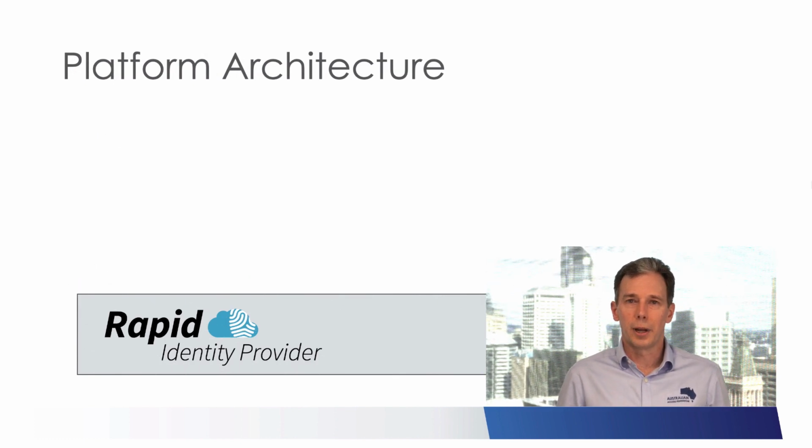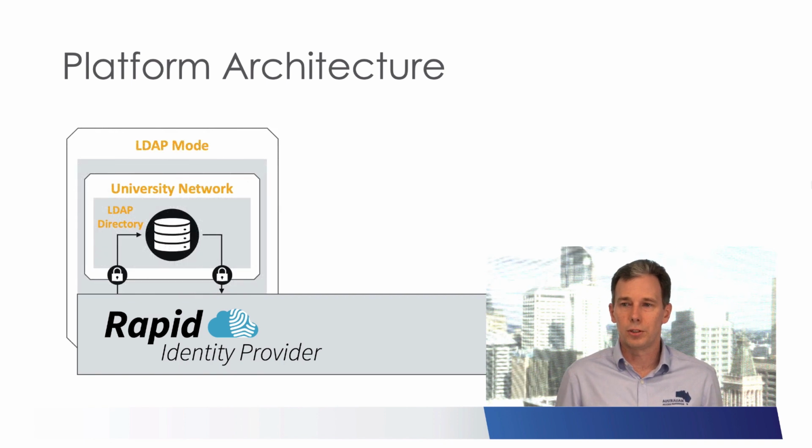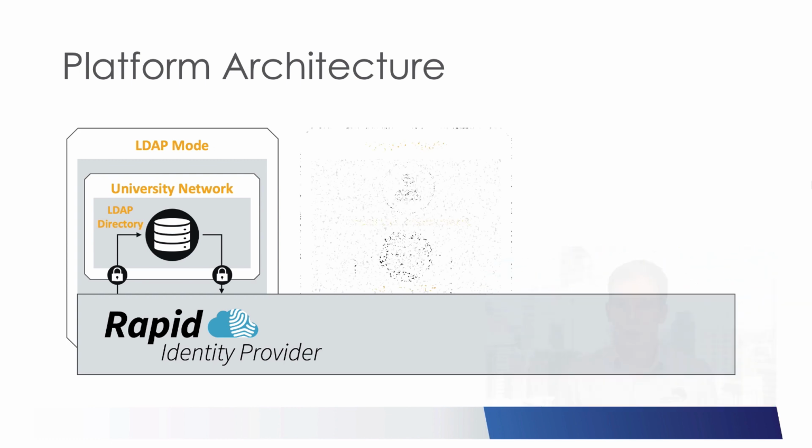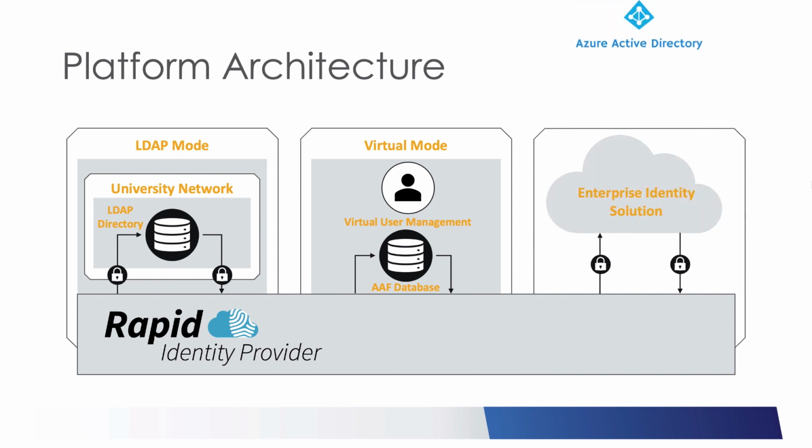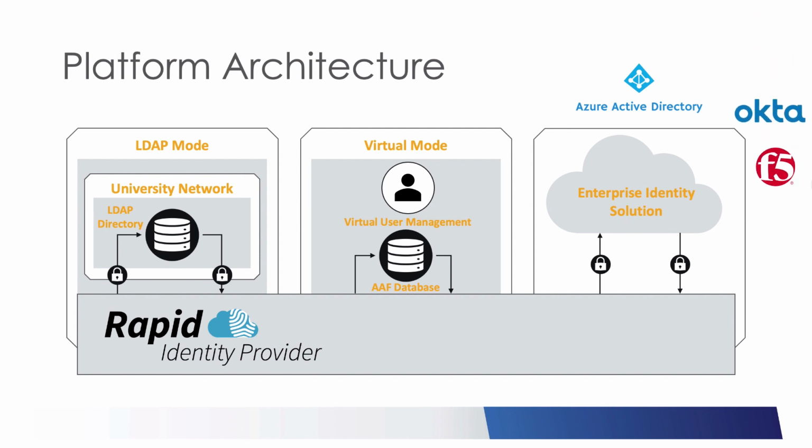In terms of the platform architecture, the 3 modes I mentioned, so we've got an LDAP mode that connects back to an LDAP directory on the campus of the university. That's all done through secure connections. We can host the identities on the platform itself in a local database for small organisations, or connect through to cloud identity providers. So far we've integrated with F5, Azure and Okta, but as long as it's a SAML compliant provider, we should be able to integrate with just about anything.